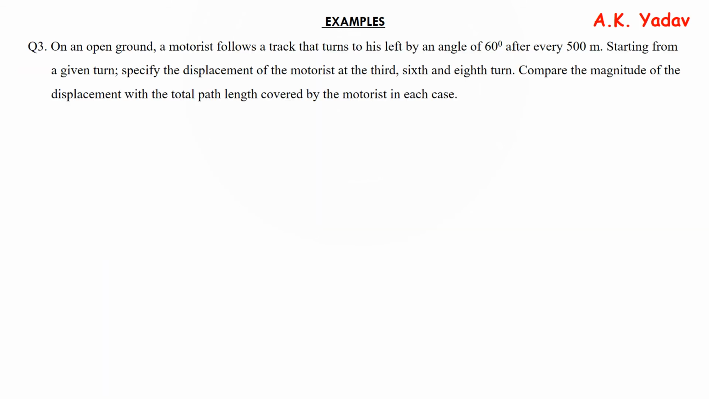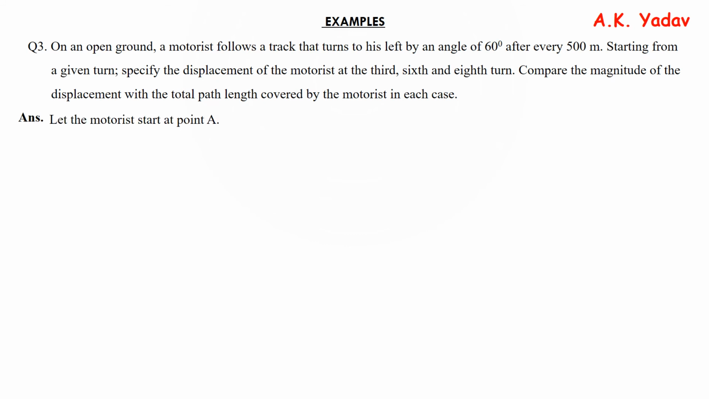This is a very interesting question. On an open ground, a motorist follows a track that turns to his left by an angle of 60 degrees after every 500 meters. Starting from a given turn, specify the displacement of the motorist at the third, sixth and eighth turn. Compare the magnitude of the displacement with the total path length covered by the motorist in each case.